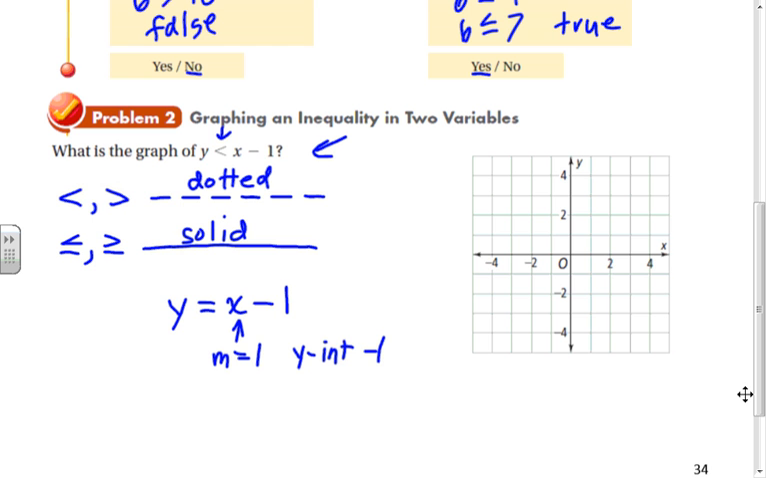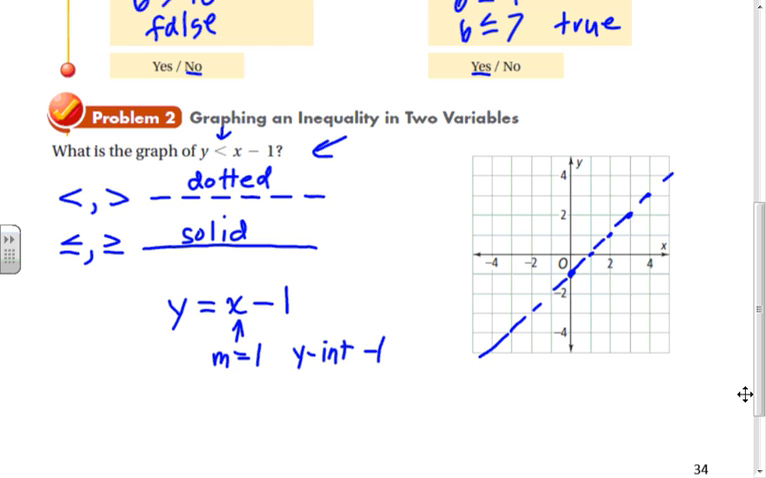All right, so we're going to put a point at the y-intercept, and then a slope of 1 means I'm going up 1 for every 1 I go over. So that'd be dots along this line. And then to graph that boundary line, we're going to use a dotted line.